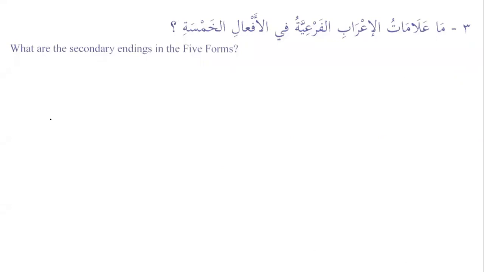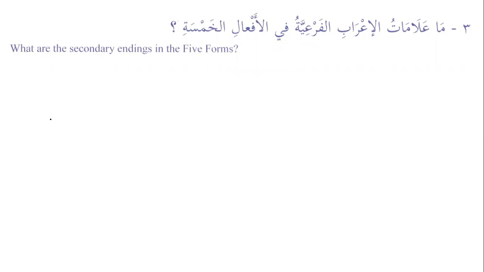ما علامات الإعراب الفرعية في الأفعال الخمسة؟ In the five verbs, what are the secondary endings? Yalla, now you should be able to answer me. Ani, Aini? There is no Ani. In verbs, there is no Ani. Remember, please. Yes: ـان, ـون, ـين.